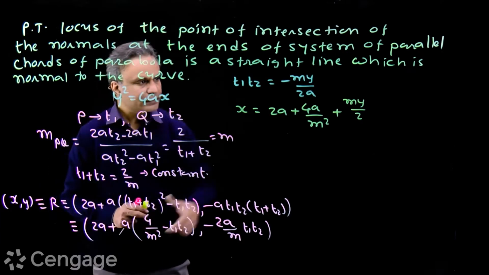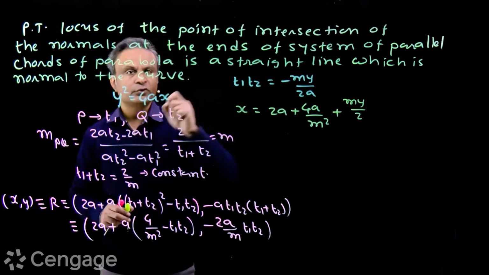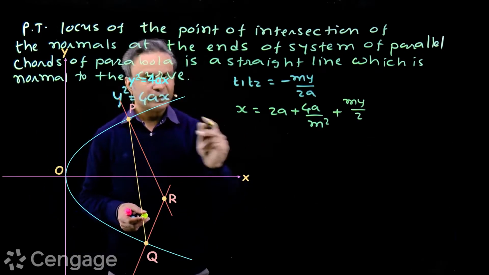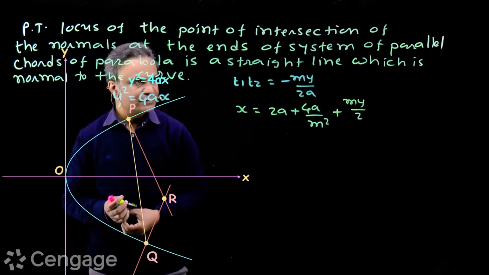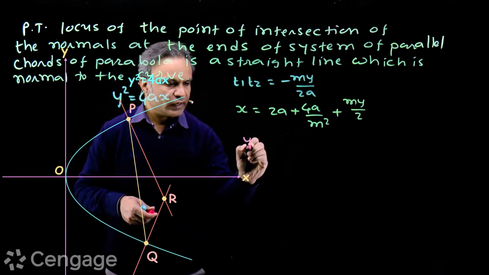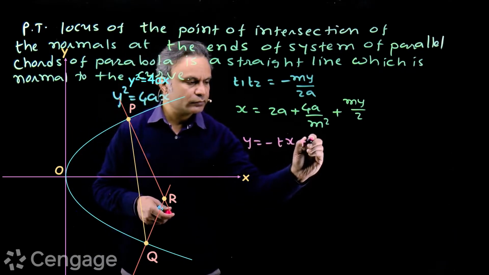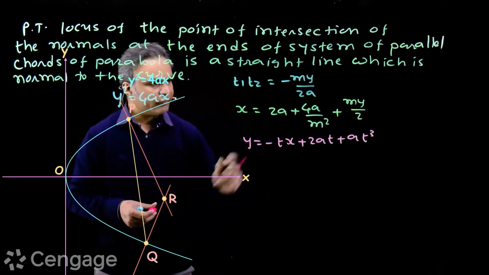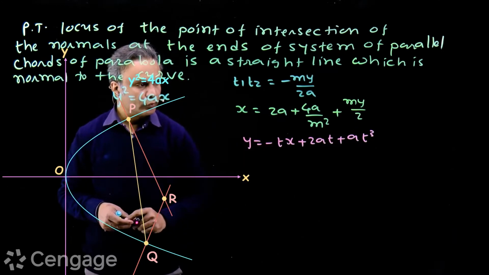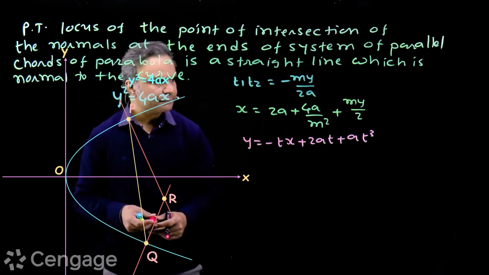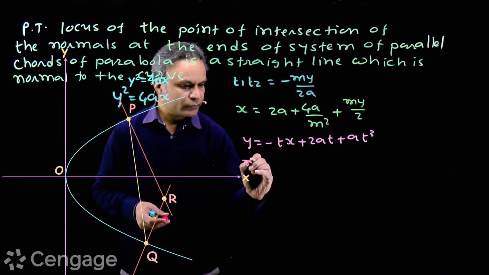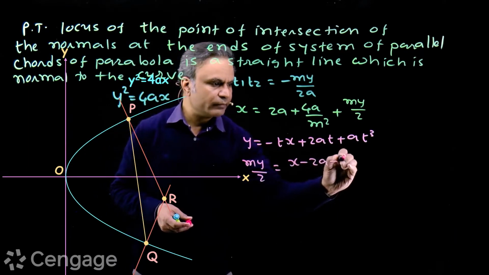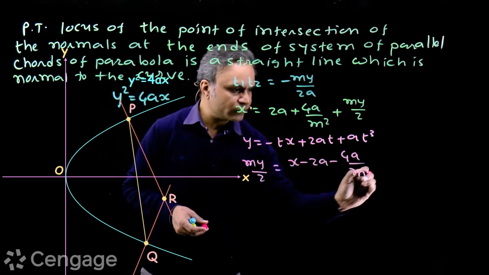Next we have to prove that this straight line is normal to the parabola. Now the standard equation of normal to parabola y square is equal to 4ax is y is equal to minus tx plus 2at plus at cube. Okay, now we compare these two equations and find the value of t. Check करते हैं compare करके. We have my upon 2 is equal to x minus 2a minus 4a upon m square.